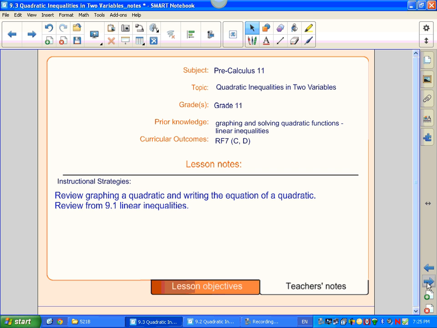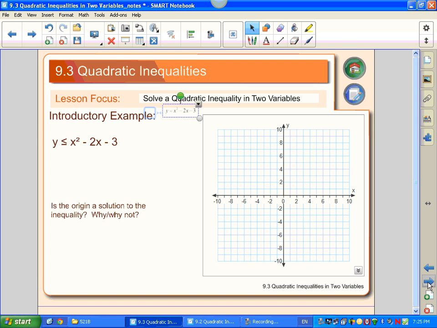This particular lesson focuses on outcome RF7. And you need to be able to draw a parabola, so graphing a quadratic function, chapter 3, solving a quadratic equation, in chapter 4, being able to deal with linear inequalities, which we had in 9.1. To begin, let's look at this introductory example, and if you've been following the lessons, this is the same one that we had started with in lesson 9.2.